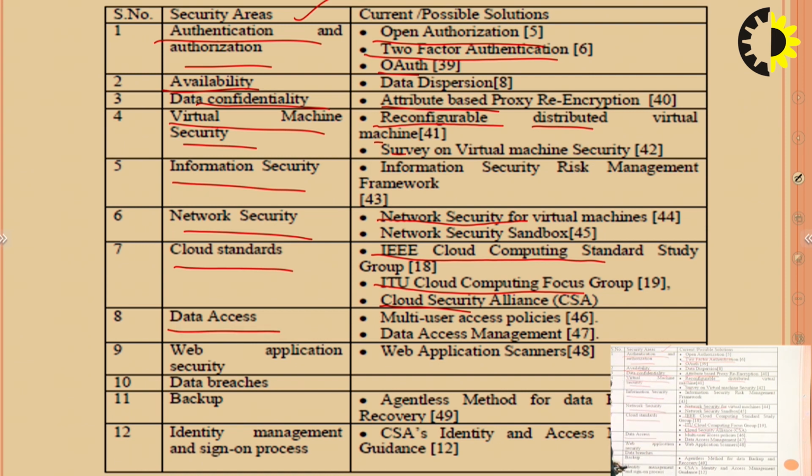Data access: multi-user access policies should be there, and data access management may be used. Web application security: web application scanners may be used to address these issues. Data breaches and backup: an agentless method for data backup and recovery may be used as a solution. Identity management and sign-on process: the CSA identity and access management guidance may help to ensure identity management.